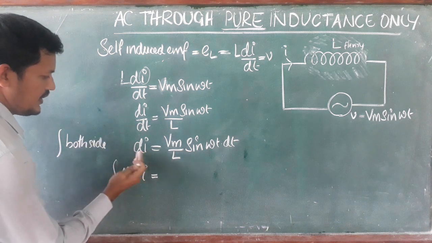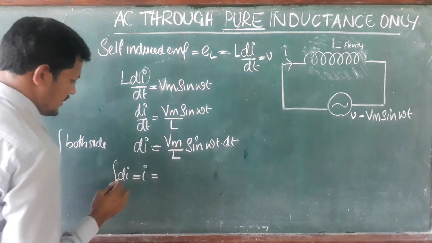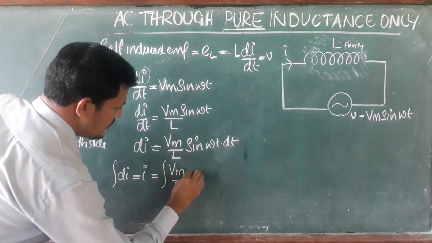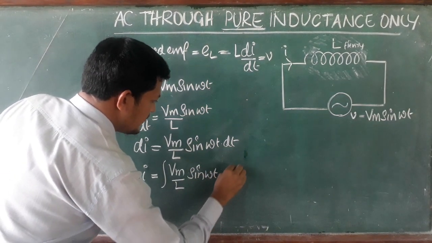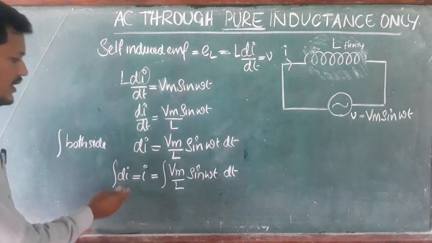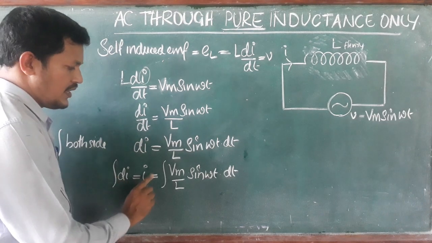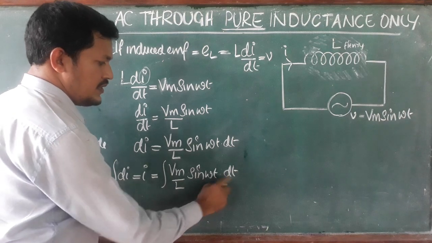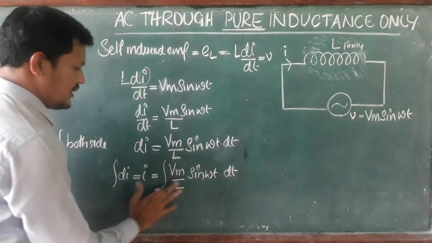Clear? We are taking the integral of the right-hand and left-hand sides, which means we have to take the integral of the right side also. So the integral of Vm by L sin omega t dt, with respect to t. Now the integral of di means I. So I equals the integral of Vm sin omega t by L into dt. Clear? Now we can integrate this equation.